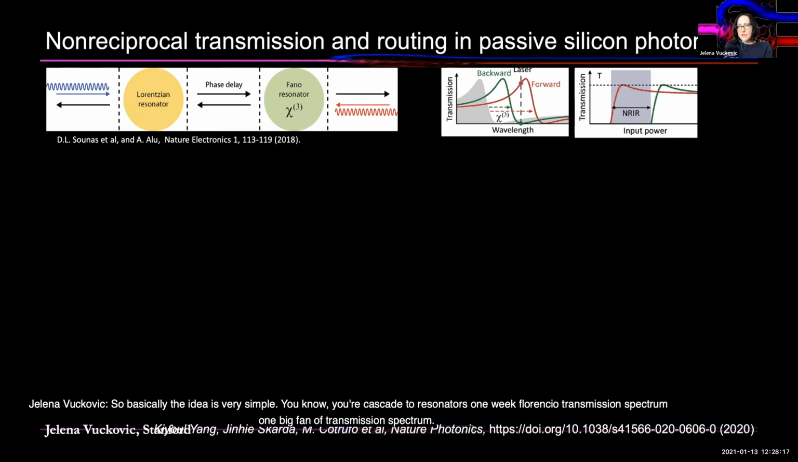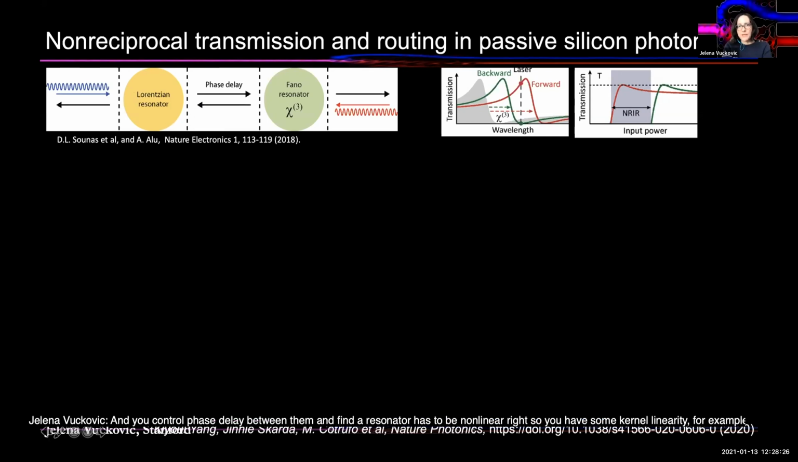So basically the idea is very simple. You cascade two resonators, one with a Lorentzian transmission spectrum, one with a Fano transmission spectrum, and you control the phase delay between them. And the Fano resonator has to be nonlinear, right?